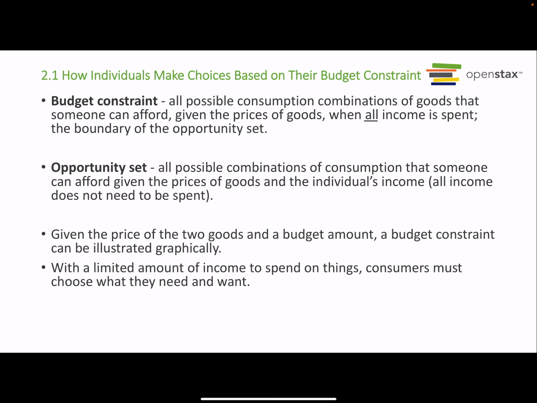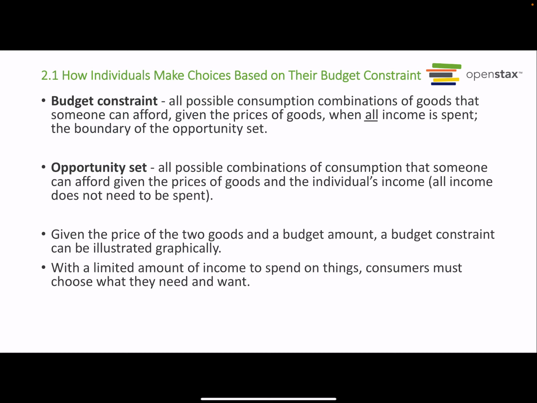So we're going to talk about some more important economic concepts, lay out some foundational models that we will refer to as we advance through this course. The first concept covered here in the second chapter is how individuals make choices. Remember, economics is the study of human decision making. So how do individuals in our society make choices based on what we call their budget constraint?